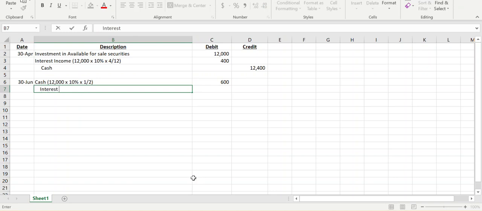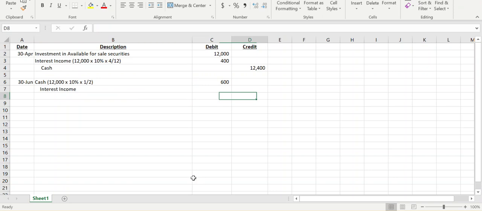And now we're going to credit our interest income account for that $600. So when we think about our interest income account, if we're thinking about our ledger here, it would have had a debit of $400. We just credited it for $600, which means the balance in the interest income account as of June 30th would be $200, which would represent the 2 months that I've earned in interest, May and June. So now it's properly reflecting how much I've actually earned.